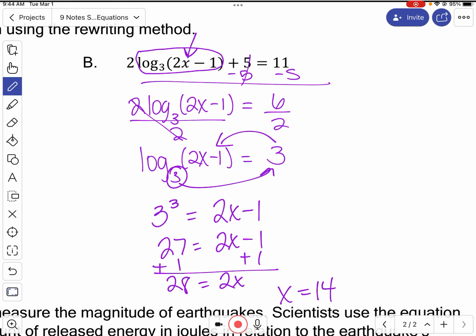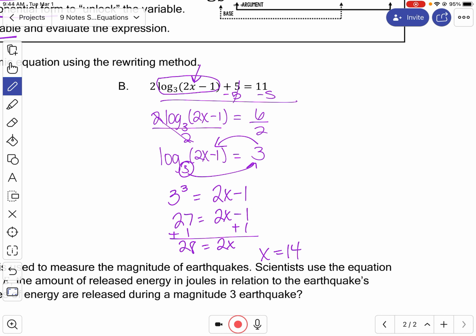Okay, just another way of solving a log equation. You can use your log base and change it to an exponent using the same base of your log, or you can rewrite it in exponential form.